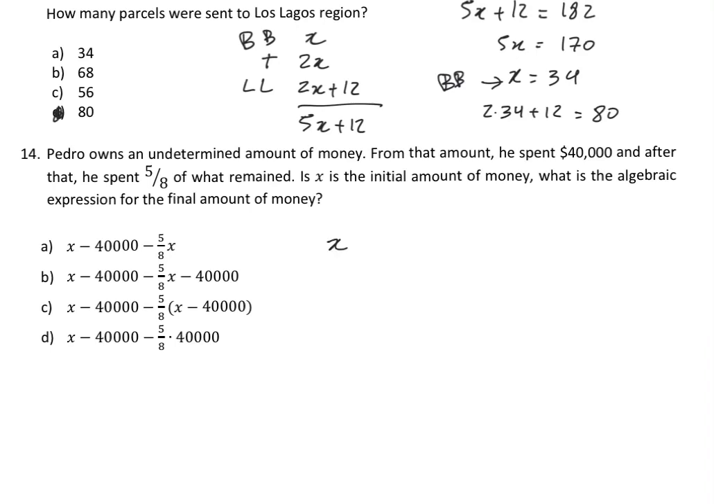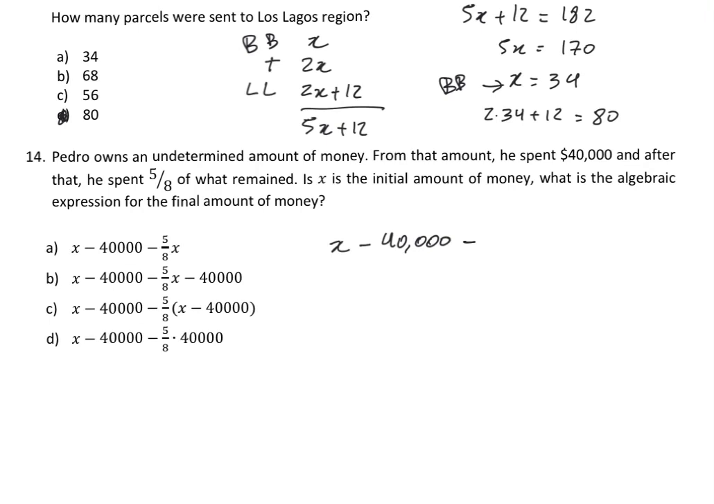X is the initial amount of money. And then he spent 40,000. Now, this is the important part. He's going to spend, so minus 5/8 of what remained. And what is remaining? He had X. He spent 40,000. What is remaining? X minus 40,000. This is what remains.